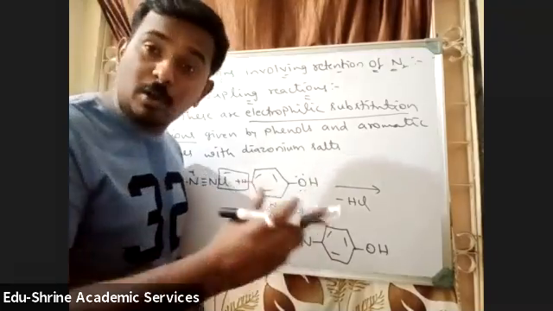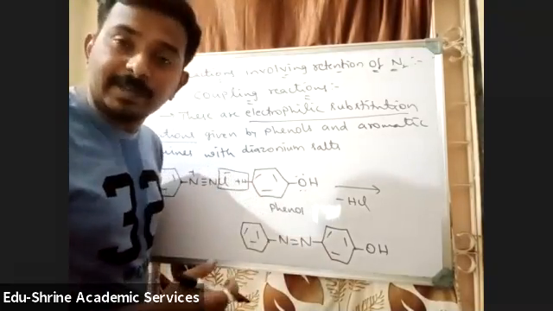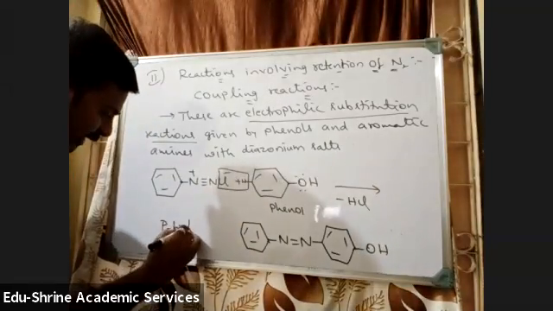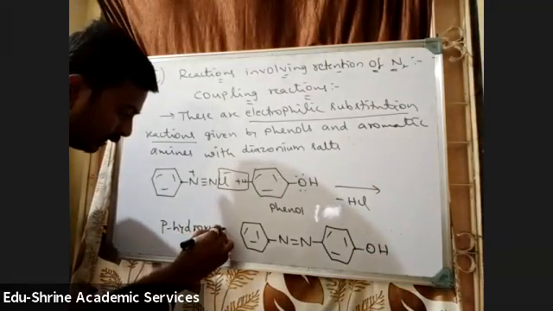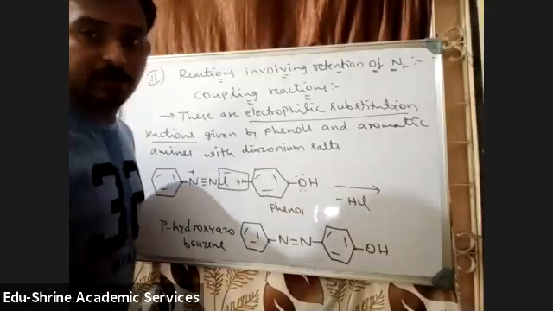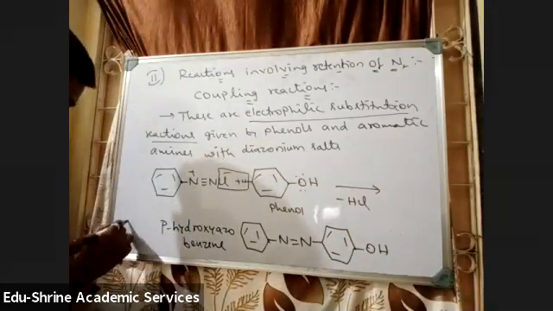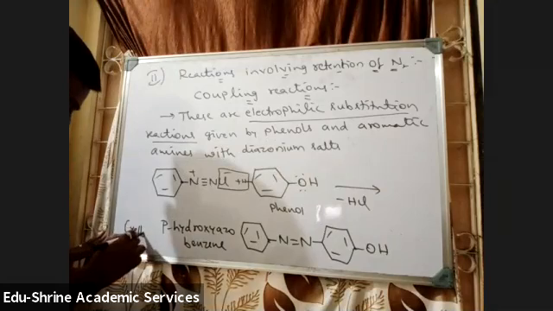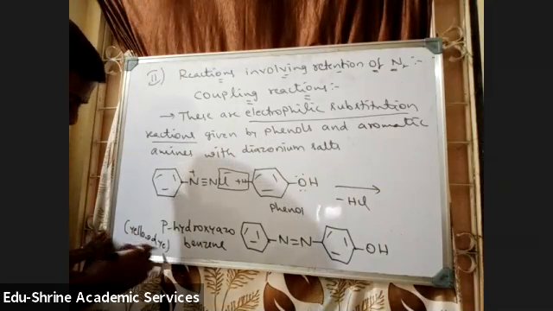And these are colored compounds called dyes. So the name of this is para-hydroxy azobenzene. Para-hydroxy azobenzene, right? Which is a yellow colored dye.